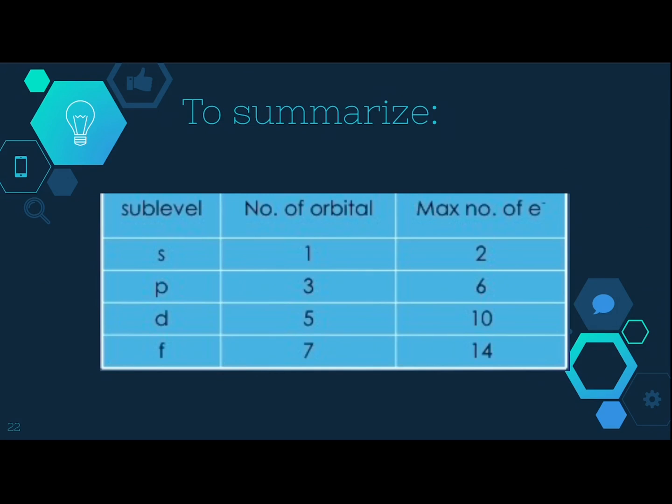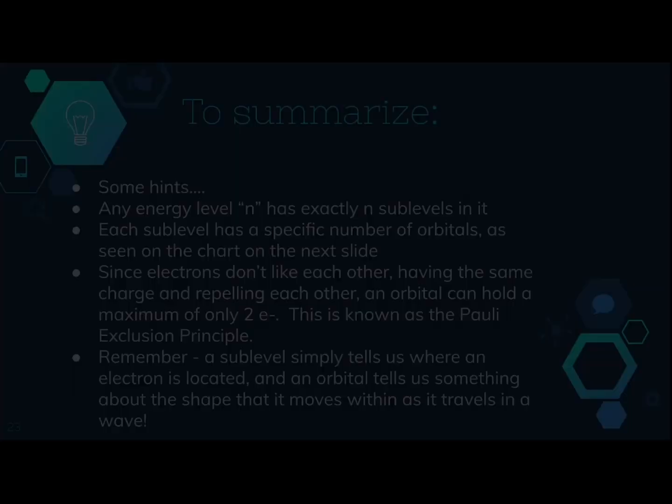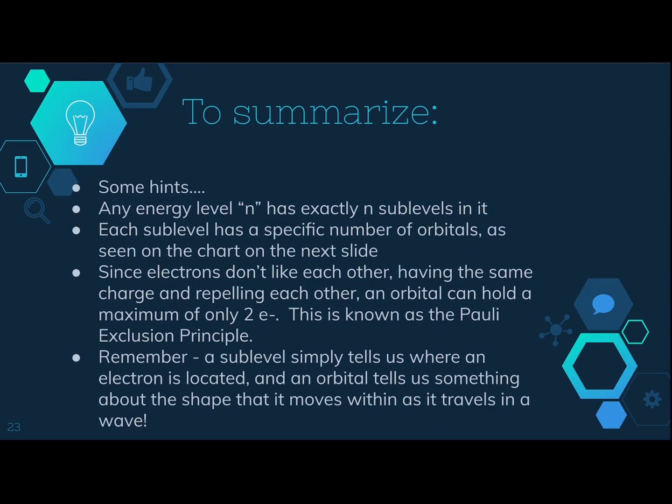Okay, so to summarize all of this in a nice little box, S can hold 2 electrons, P holds 6, D holds 10, F holds 14. Some hints: any energy level N has exactly N sublevels in it. Each sublevel has a specific number of orbitals as seen on the chart that I'm about to show you.